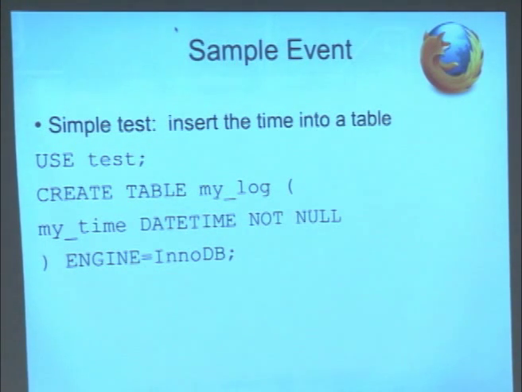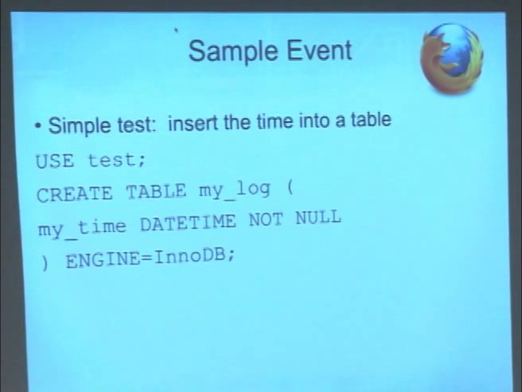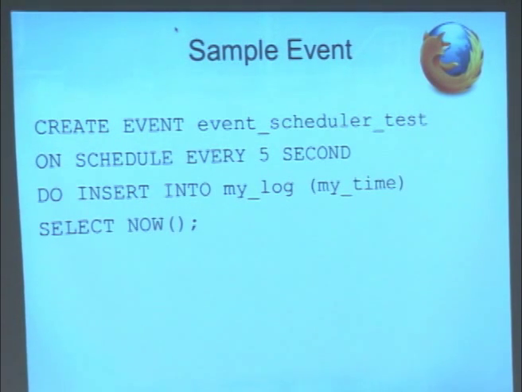So here's a sample event. We're putting it into the test database. So here's the simple test: insert the time into a table. So here's the table we're going to use. It's very simple, right? Make a datetime field with one table. So this is just setting up. We haven't done anything with the event yet. We're just making the table. And what the event is going to do is insert the time into a table. And here's how we do that.